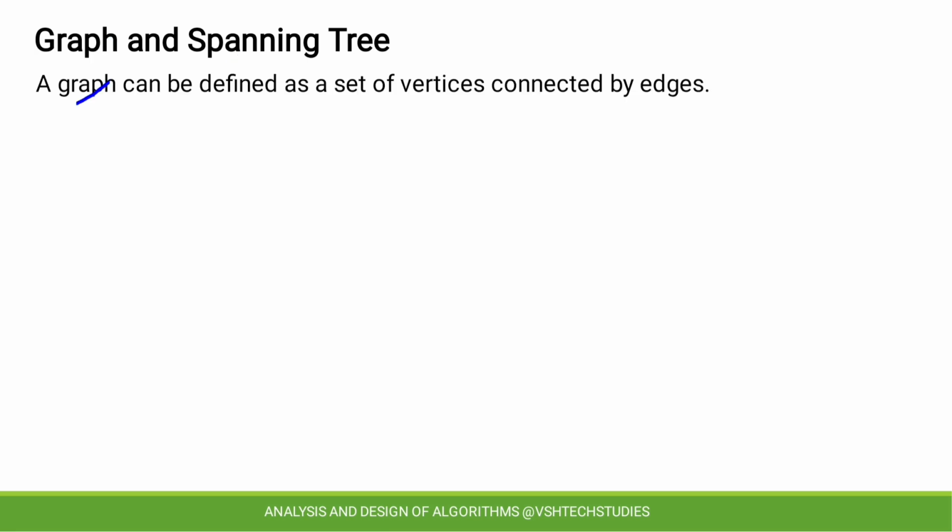A graph can be defined as a set of vertices connected by edges. So, this figure shows an example graph. It has vertices A, B, C. These are called vertices. They are actually data fields. Vertices are also called nodes. The lines connecting these vertices are called edges.